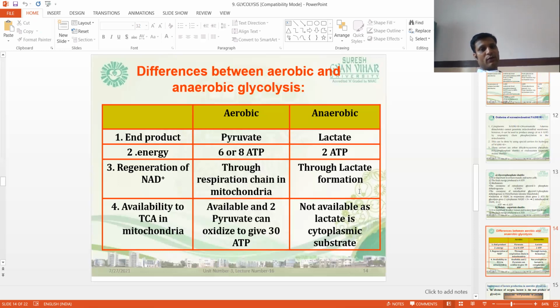So what will happen if aerobic glycolysis is occurring? We'll get 2 pyruvate, and this 2 pyruvate will go into the Krebs cycle, the TCA cycle, where it will give 30 ATP. 30 plus 6, so 36 or 38 ATP will come out from one molecule of glucose. So it undergoes complete oxidation, and the end product of the TCA cycle is carbon dioxide. But for anaerobic, the lactate cannot go inside the TCA cycle, because pyruvate is the starting material required for the TCA cycle.